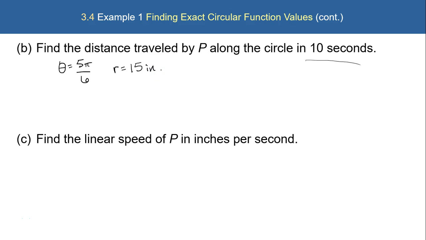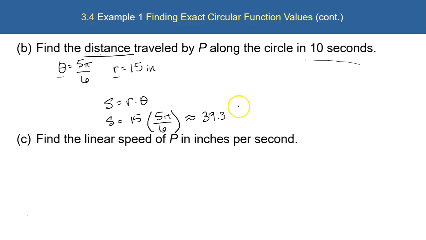All right, so if we want to find the distance traveled by P along the circle, that is going to be our arc length. We have theta in radians, we have r. Let's use S equals r times theta to figure that out. So S equals 15 times 5 pi over 6, and multiplying these together, we get approximately 39.3 inches.